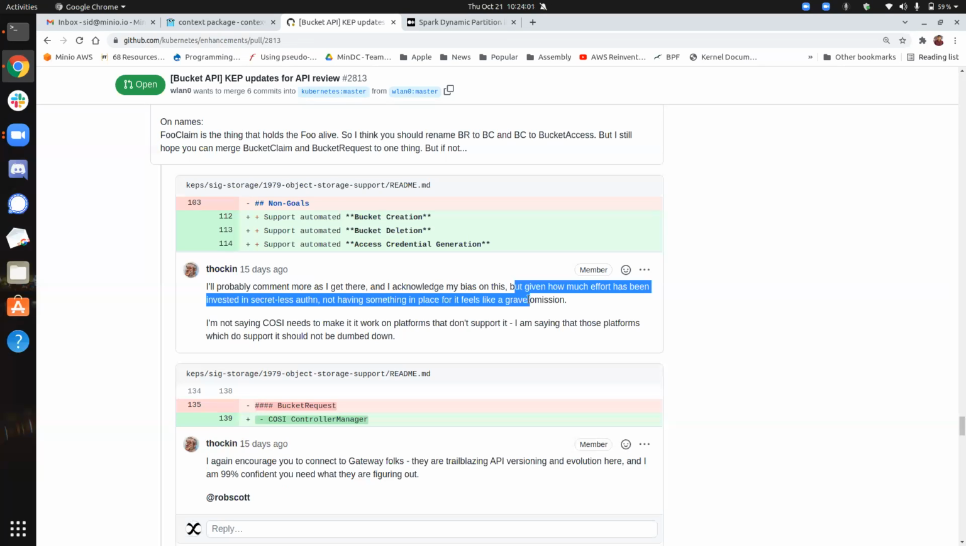Let's start with the simple question of how would they specify that they want a particular kind of authentication from the user's perspective, someone asking for a bucket, access to a bucket. It might be better left to the admin than the user. So a bucket access class. That would be my default.